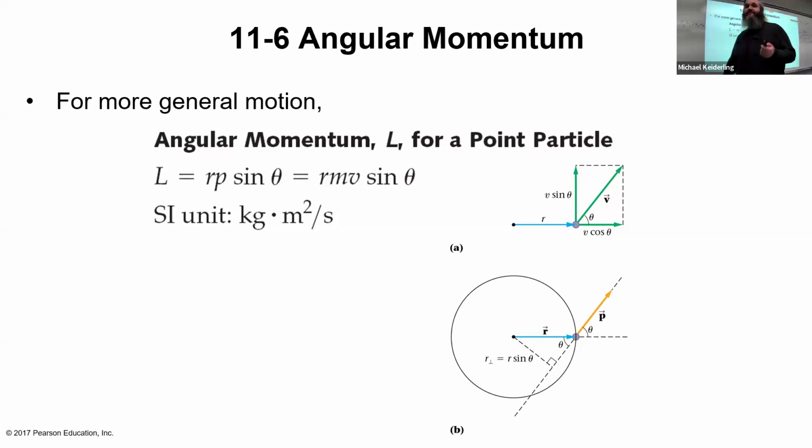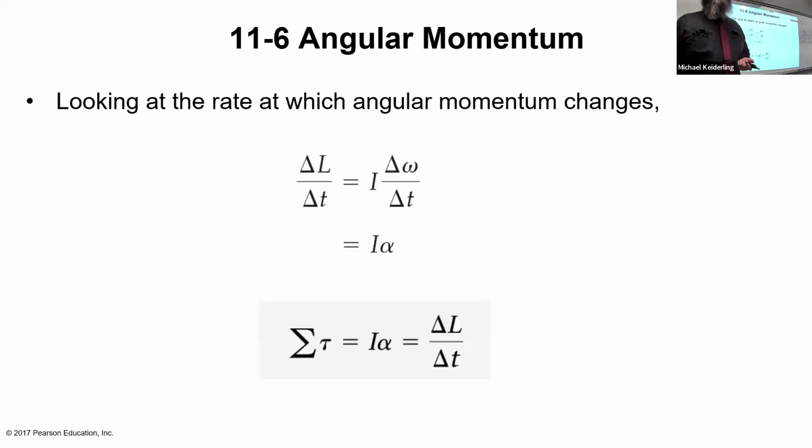And angular momentum has some interesting effects, because if we look at I omega, well, unlike mass, we can change I, the moment of inertia, relatively easily. And looking at the rate at which angular momentum changes, we find, similar to momentum, that the sum of all torque equals I alpha, which equals change in angular momentum over change in time. But one of the interesting things with angular momentum is that you can have the angular momentum be conserved, but change the moment of inertia.